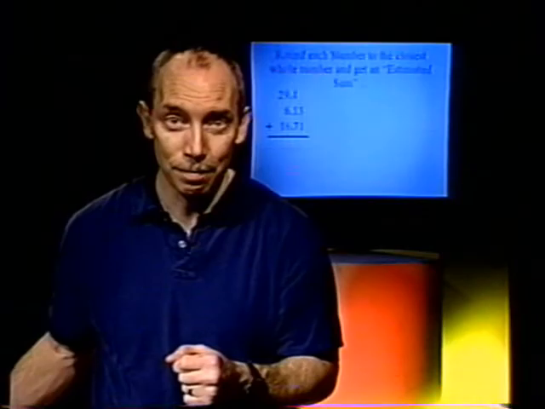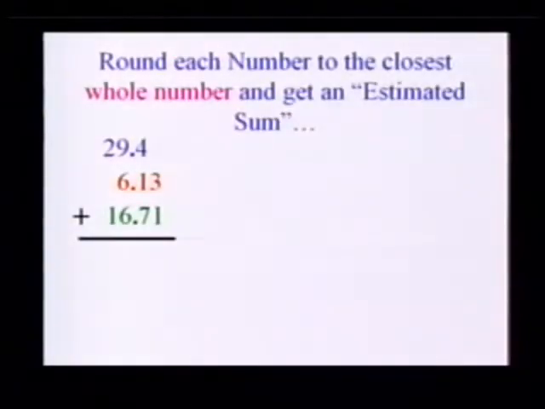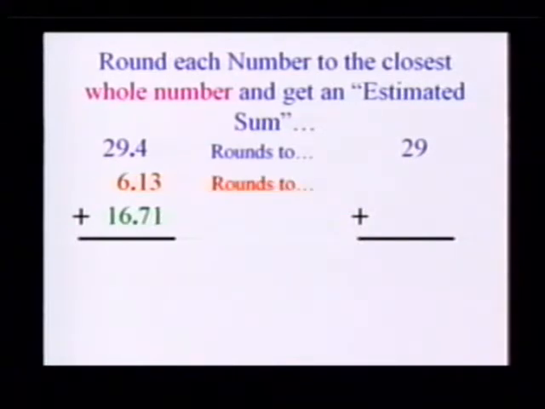Now, why do we do this? Well, sometimes we're going to ask for an estimated sum. Now, don't be adding them up and then rounding. The idea is to make the problem easier. So let's round first. 29.4 rounded to the nearest whole is about 29. We go down that time. 6.13 rounded to the nearest whole is about 6.